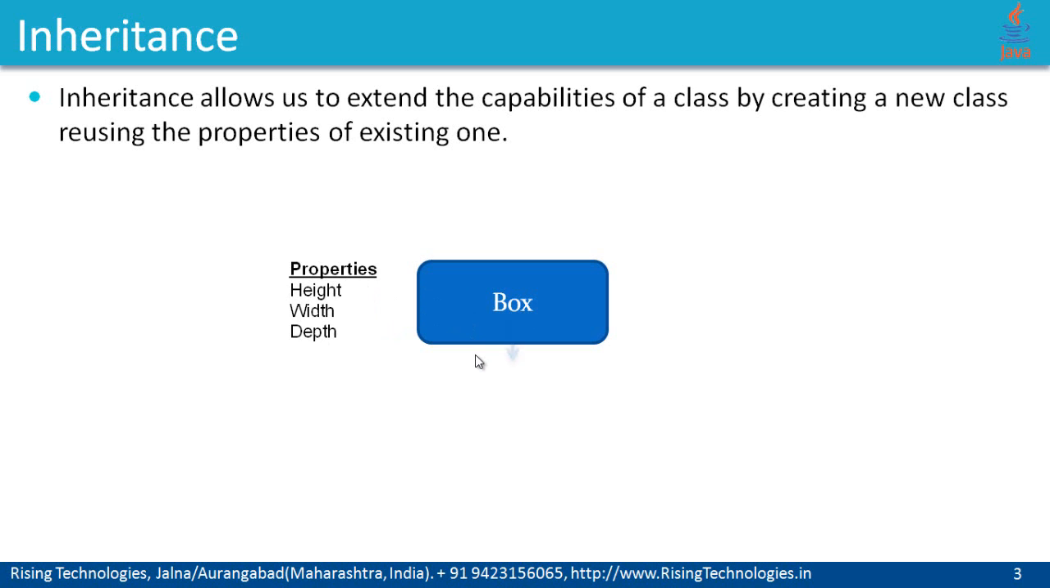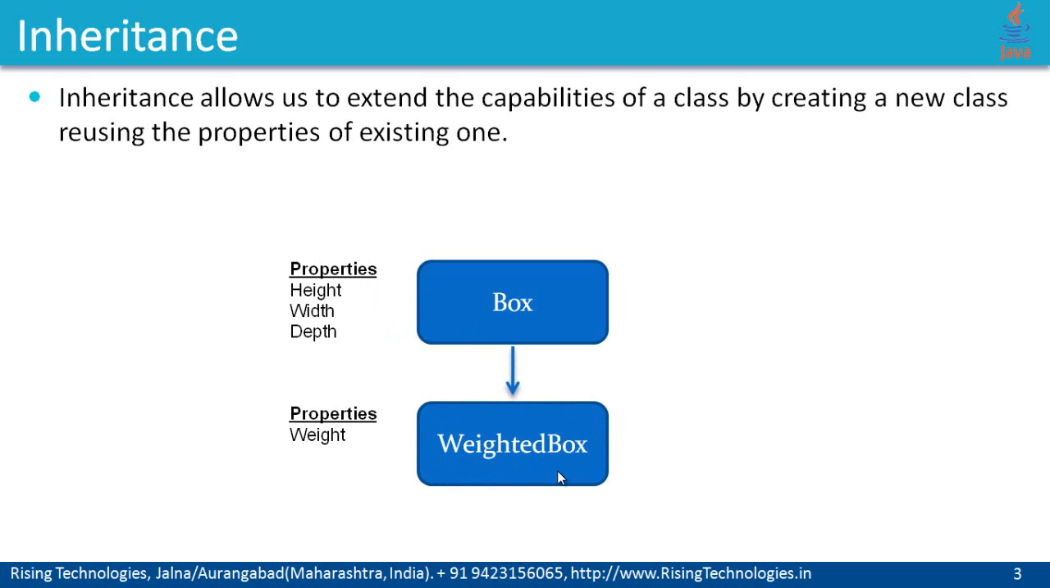So what I can do is create a WeightedBox class that inherits from this Box class. So all properties and behavior that I have defined within this Box class will be inherited by this WeightedBox class. I don't really need to define them again and again. Now all I need to do is add this additional property within this WeightedBox class. So what I am doing, I am reusing the existing structure of this Box class. Now this class needs to add only additional properties that are related to this particular type.